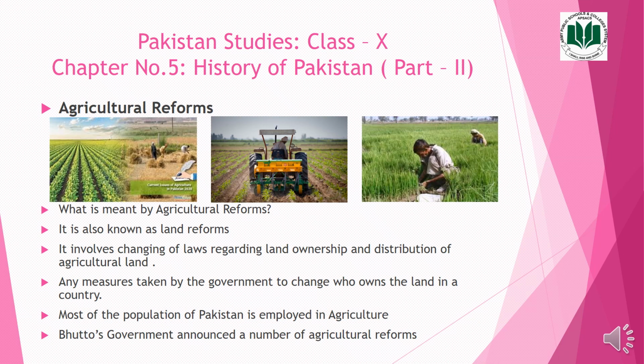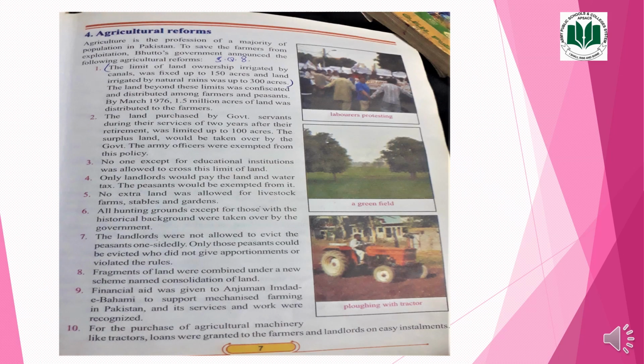Now, Pakistan is an agricultural country, and most of the population of Pakistan is employed in this sector. Therefore, every government introduced agricultural reforms. Likewise, Zulfikar Ali Bhutto also announced a number of agricultural reforms. Dear students, the purpose of the agricultural reforms is to save the farmers from exploitation.